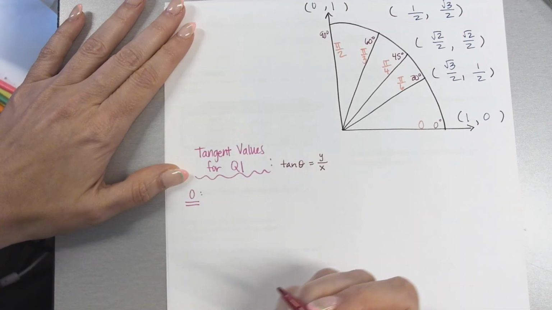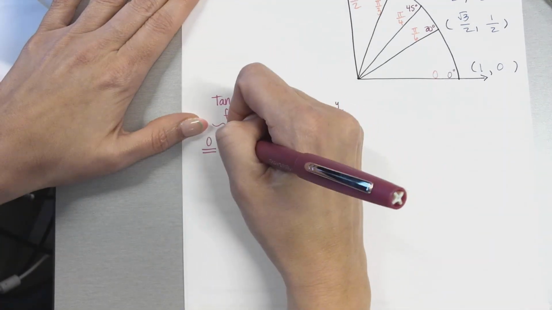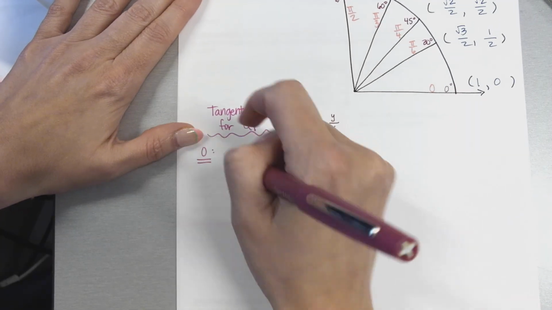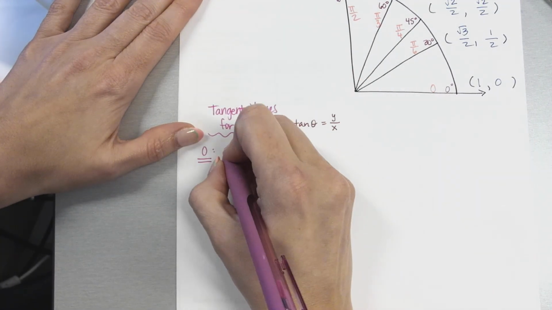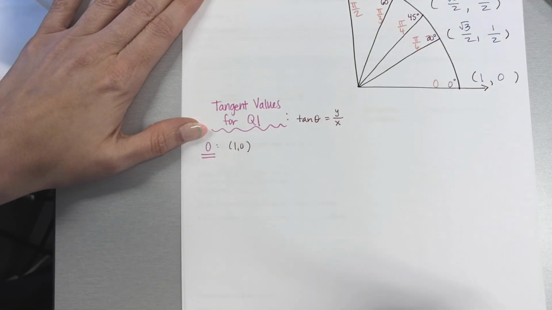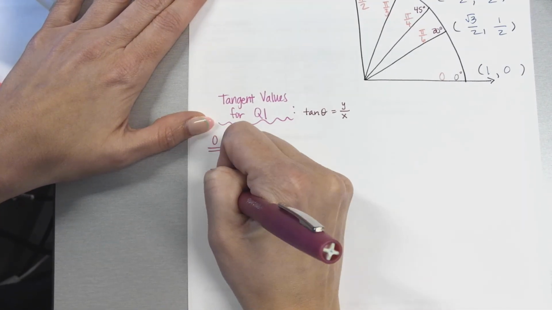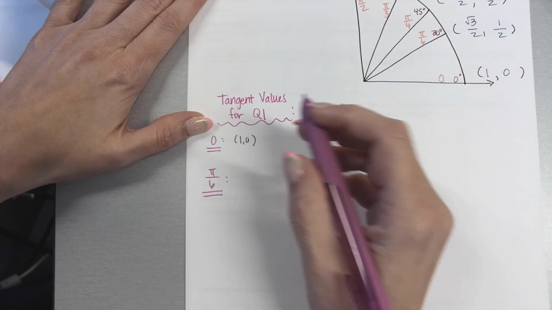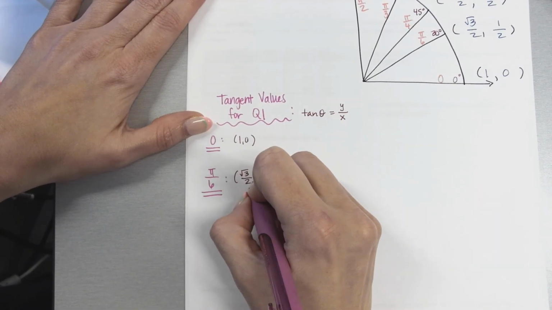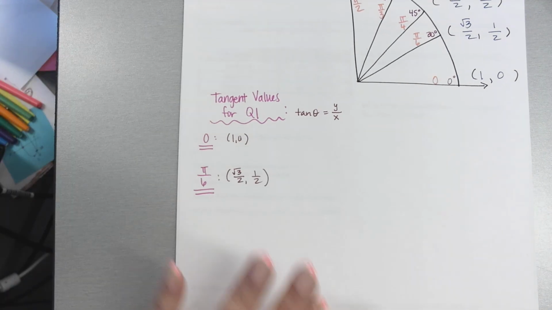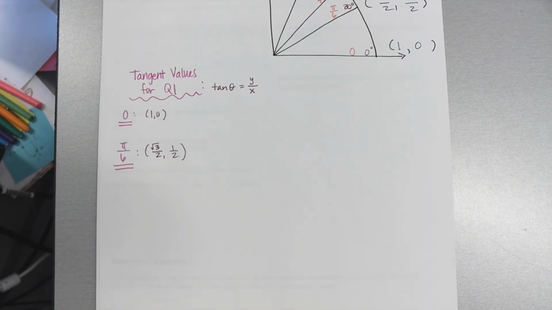Okay, so we're going to calculate the value for 0. So at 0, which is right here, your point is 1, 0. So I'm going to have you calculate the tangent. Then I want you to do that for pi over 6. So at pi over 6, your point is root 3 over 2, 1/2. Okay, I'm going to give you some time right now to calculate those. So you are doing the y divided by x. You're finding that tangent.